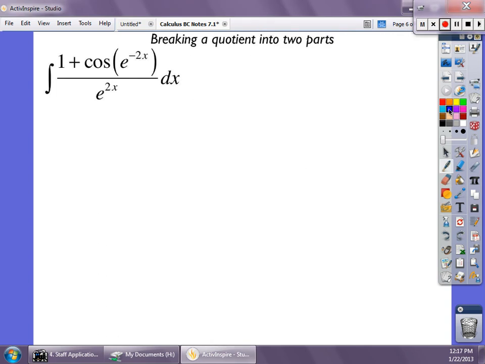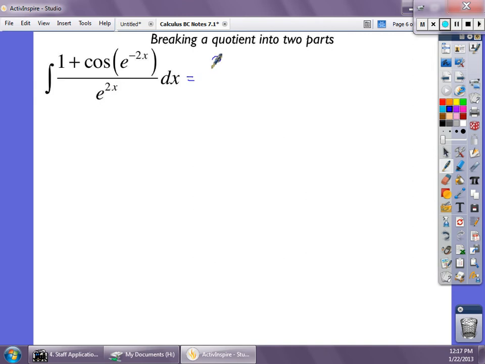Okay, breaking a quotient into two parts, I see the integral of (1 plus cosine e to the negative 2x) all over e to the 2x dx. If this was just cosine e to the negative 2x over e to the 2x, that'd be an easy u substitution. If it was just 1 over e to the 2x, that's an easy u substitution. But right now we have this sum all over e to the 2x, so we'll break it into two parts.